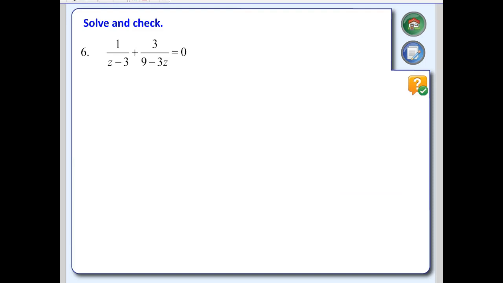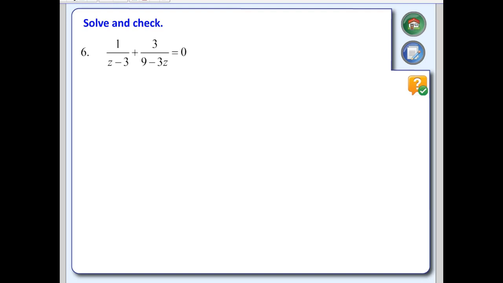A lot of important things coming back from chapter 5. I hope you're remembering. So when I look at number 6, definitely adding and subtracting. I've got z's in the denominator, so we need to solve. So my question is, do I have to multiply by the LCD or can I use cross multiplying? Right, we're going to have to multiply by the LCD.